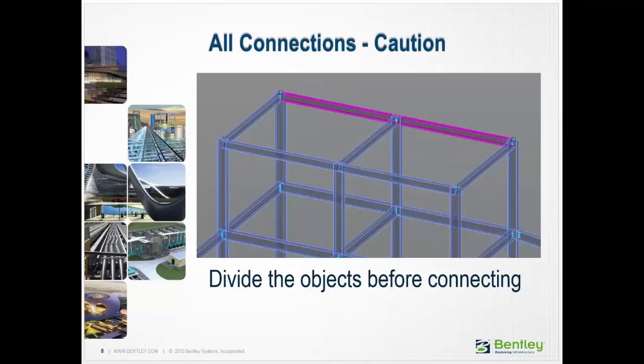Just while I'm thinking about warnings too, just be cautious. Please don't connect one beam like I've got shown here and then divide it up later. Really, every object should be divided if it's got central connections and so forth. Otherwise, it loses track of who owns the connection if I divide it up after I've placed the connection in.